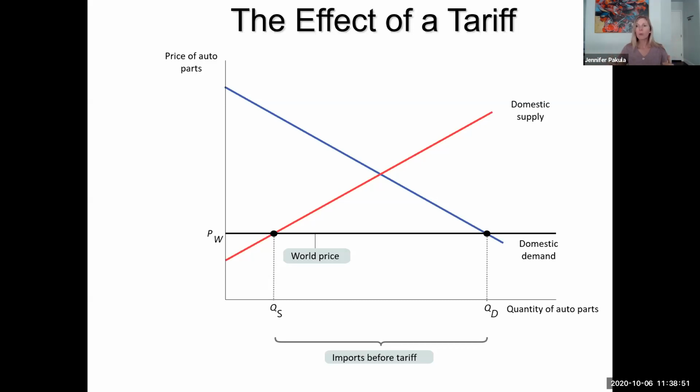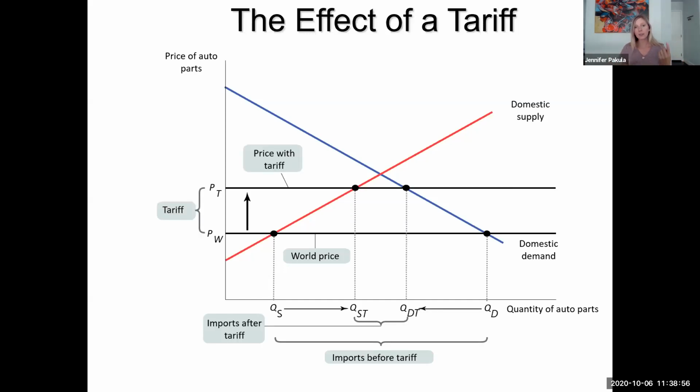When we have a tax on the imported goods, it's going to push the price up. Now, it's not pushing it up to equilibrium, the autarky price, and it's not pushing it above equilibrium. This is happening in between. So you notice that the tariff is labeled PT, the price with the tariff, and that's happening below the autarky or equilibrium point.